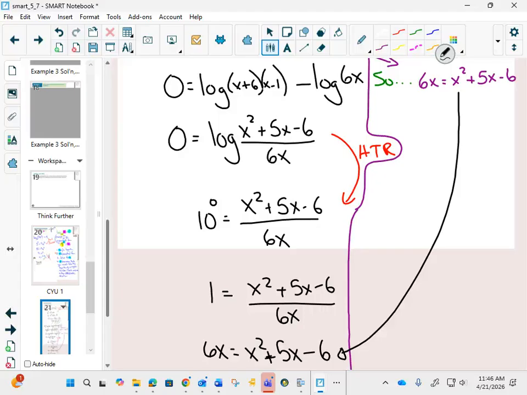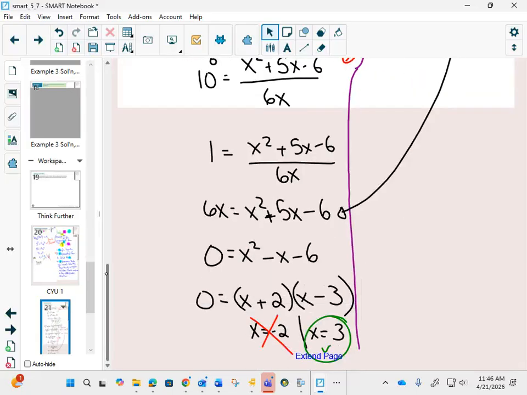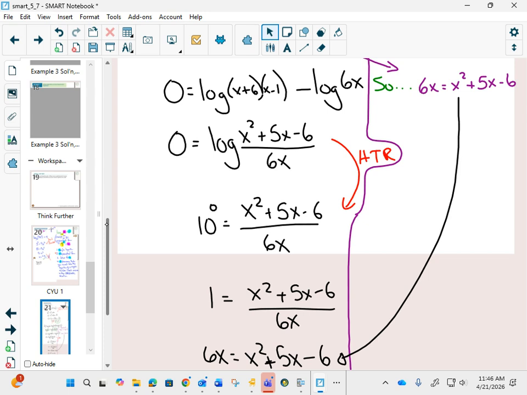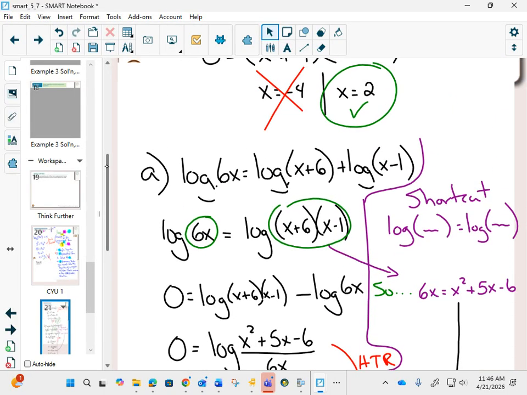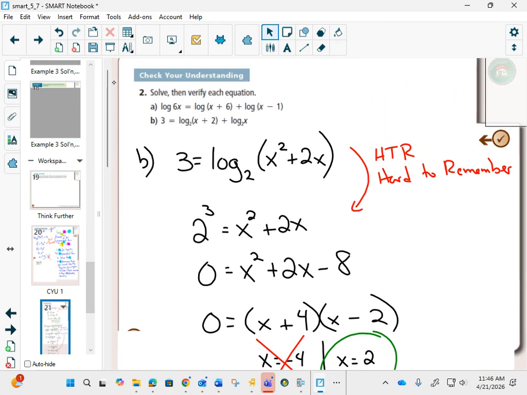And that's all I'm going to show you in the shortcut, because once you go to here, everything would be the same, right? So you just skip 1, 2, 3, 4 steps by doing the shortcut. But it only works if log equals log. Look at the first question. It's not log equals log, it's just log equals a number, so shortcut is not available.